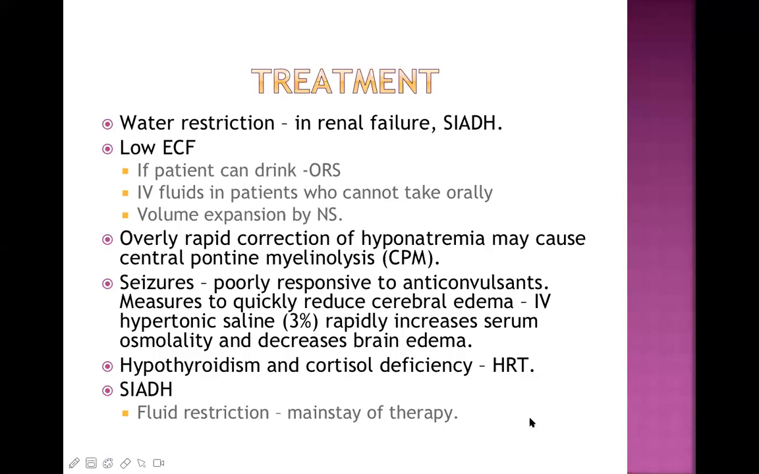In hypothyroidism and cortisol deficiency, you need to go for hormone replacement therapy. Don't get confused by this short form, okay? This is hormone replacement therapy. So let me ask you now, which hormone do you give in the treatment of hypothyroidism? Which hormone is that? T3, T4. Very good. It is T4. We usually go for T4.